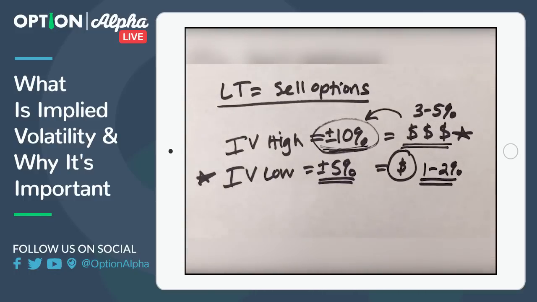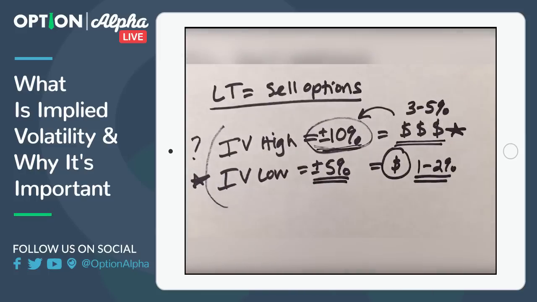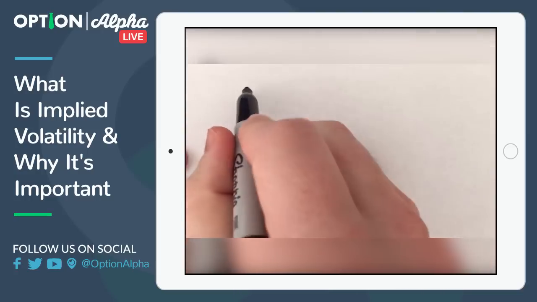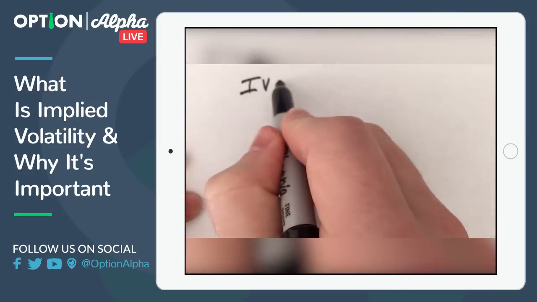Now the question becomes, how do we find these numbers, right? Like, how do we know if implied volatility is high or low, right? Like, that's the question. So is 20 high? Is 30 high? Is 50 high? What is that difference? Okay. So here's what we want to do. We want to start looking at what's called IV rank or percentile.